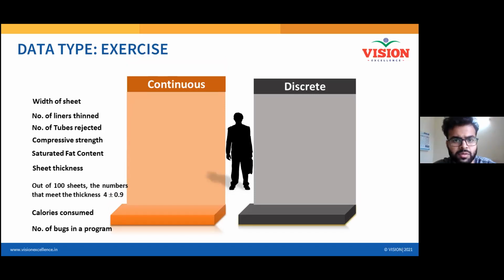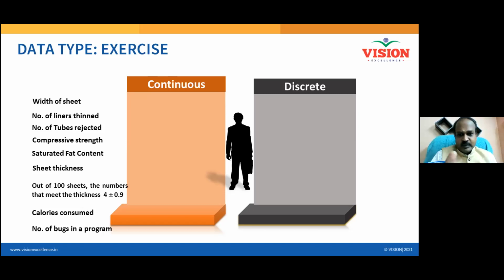Give an example. What is the width of the sheet? 4 mm, 2 mm, 0.4 mm in this case. If I measure it more accurately, what will it be? 4.15. It will be like that, no? It can be measured in decimals in a more continuous form, right? So the measurable characteristics are called continuous data. Countable characteristics are called discrete data.